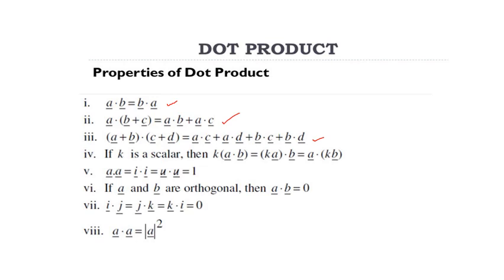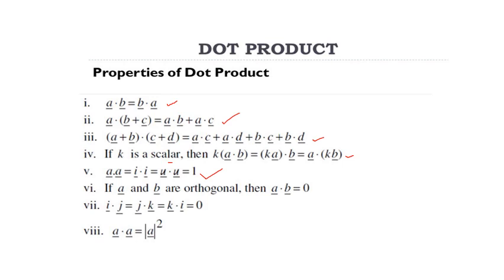And look at the fourth property. If k is a scalar, then k into (a dot b) equal to (ka) dot b equal to a dot (kb). So this dot product obeys associative law. Fifth property, a dot a equal to i dot i. This is nothing but u dot u, that is two unit vectors. While multiplying two unit vectors, you will get one similar unit vector. So it may be i dot i or j dot j or k dot k, whatever. Whenever you are multiplying two similar unit vectors, you will get one.